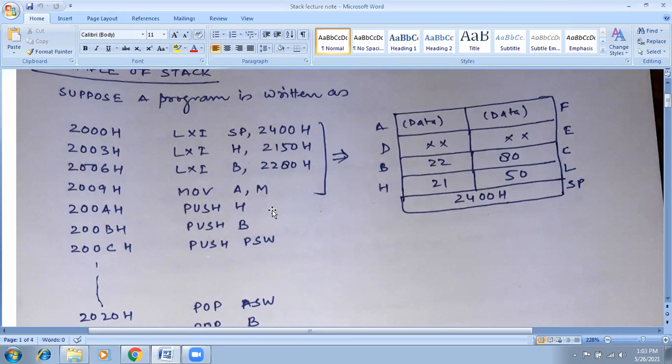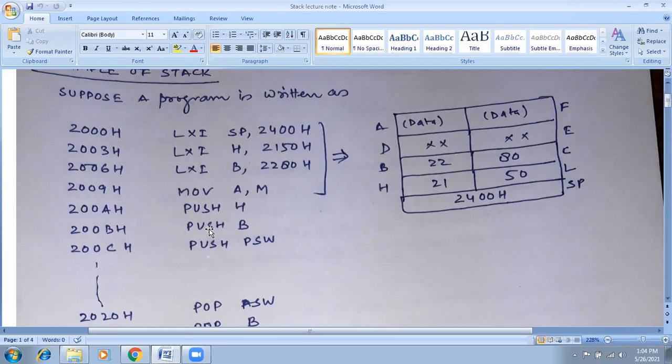And since the PUSH instruction always starts by first decrementing the stack pointer content and then storing the content of the higher order register into the memory, and then again decrementing the stack pointer content by 1 so that it becomes 23FE, and then copying the content of the L register into that memory location represented by the stack pointer, after the execution of PUSH H, the H register content is present in 23FF and the L register content is present in 23FE. And since after the execution of PUSH H the stack pointer will be 23FE, the stack top location is right now 23FE.